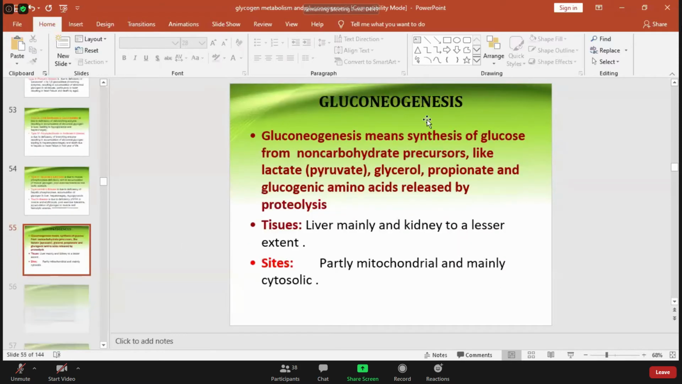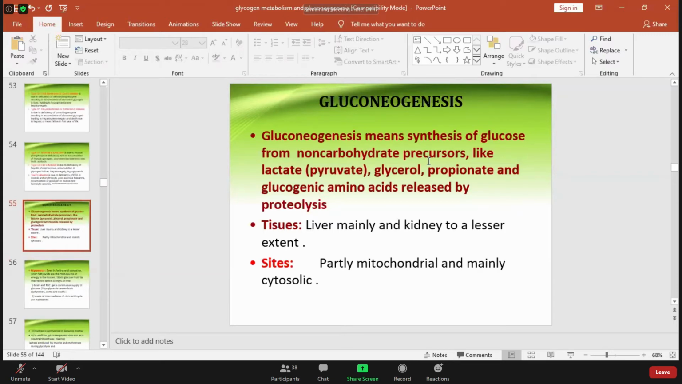Then coming to gluconeogenesis. Gluconeogenesis means synthesis of glucose from non-carbohydrate precursors. In the post-absorptive state, in the fasting state, as the hepatic glycogen stores start getting depleted, gluconeogenesis provides the glucose necessary for the tissues. It takes place in liver mainly and kidney to a lesser extent.